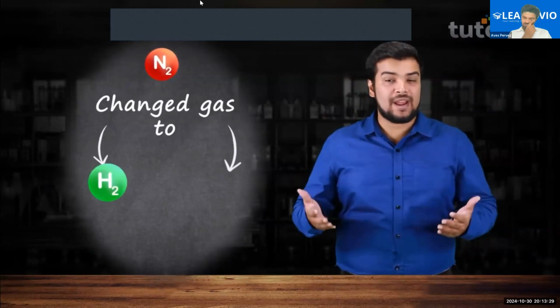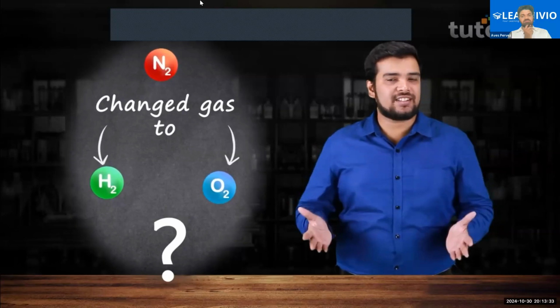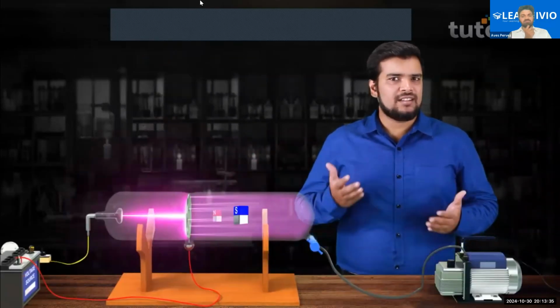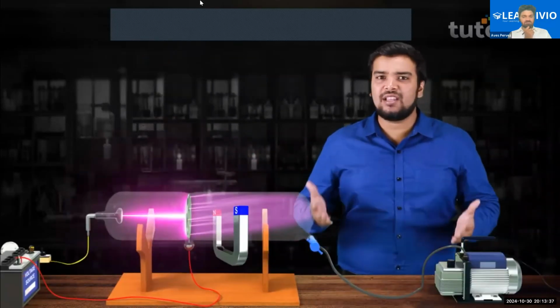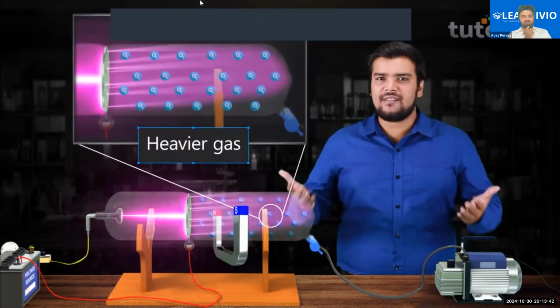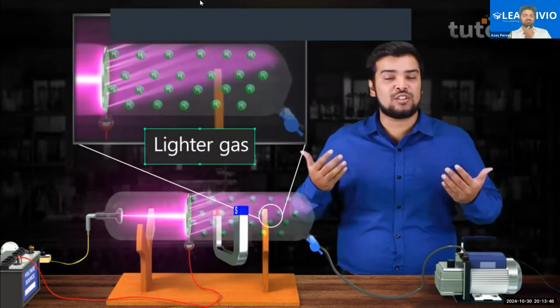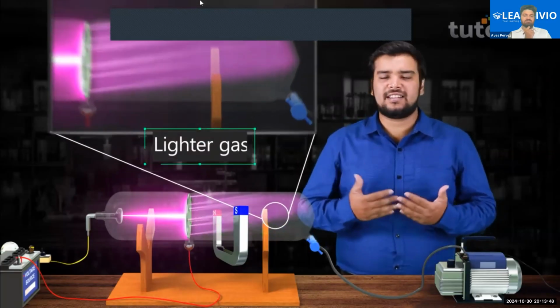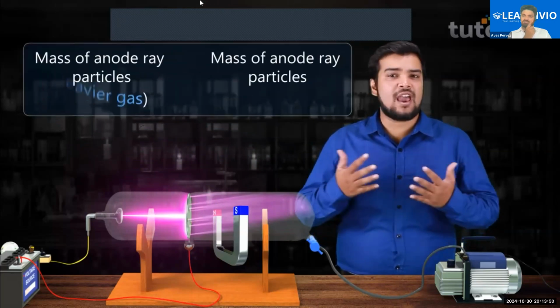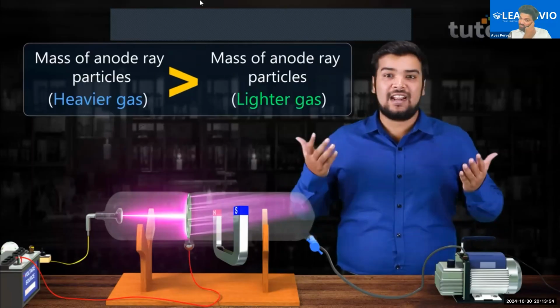Now, to understand the nature of these charged particles, scientists changed the gas inside the tube and checked if the deflection would change. But they found something interesting. They found that the deflection changed every time they changed the gas. They saw that deflection in the case of heavier gas was less and deflection in the case of lighter gas was more. This clearly tells us that the particles coming from the heavier gas had more mass and the particles coming from the lighter gas had less mass.